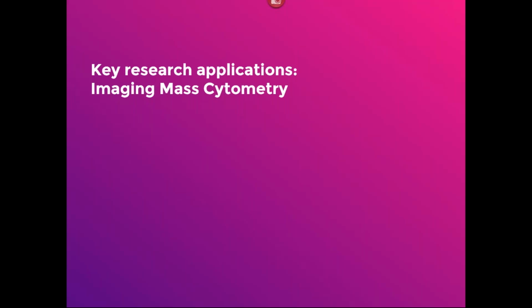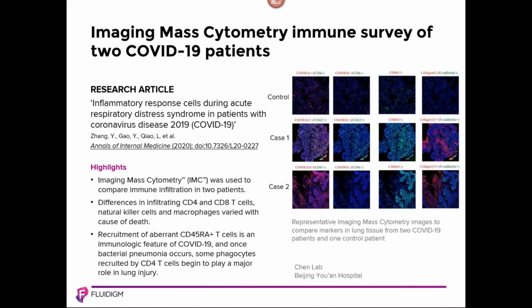So let's switch gears. Let's discuss some key research applications using imaging mass cytometry, or IMC. This slide shows a recent report from the Annals of Internal Medicine. The authors used an 18-marker imaging mass cytometry panel to enable an unbiased exploratory approach to assess immune infiltration in lung tissue from 2 COVID-19 patients, one who died of cardiac arrest and one from pneumonia complications.